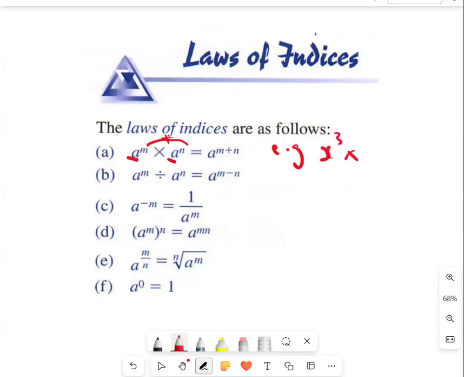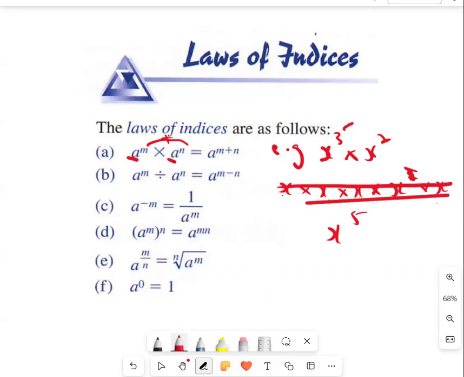An example: x cubed multiplied by x to the second power. Long ago, we used to do this. You take this and you expand it: x multiplied by x multiplied by x, then x multiplied by x, and you get x to the fifth power. So we're not doing this anymore. We just add these two. So it's equal to x to the fifth power. You think you follow that?